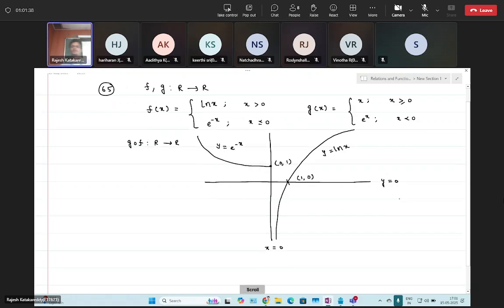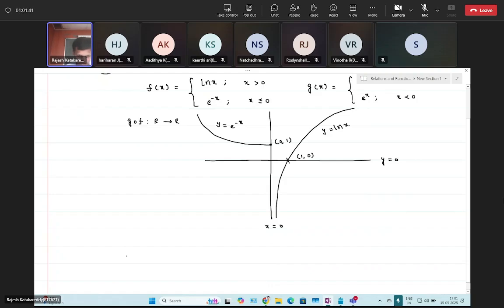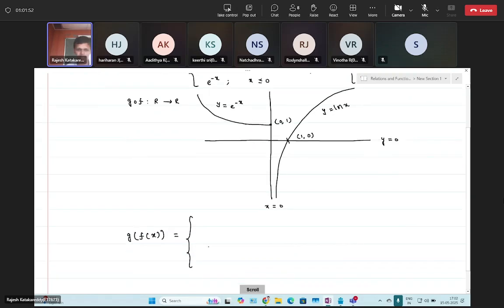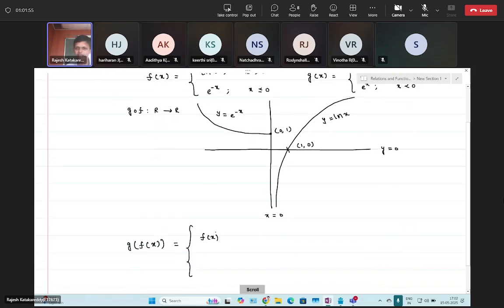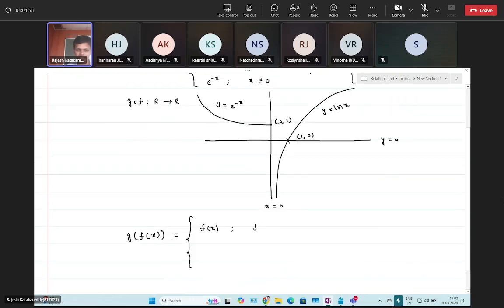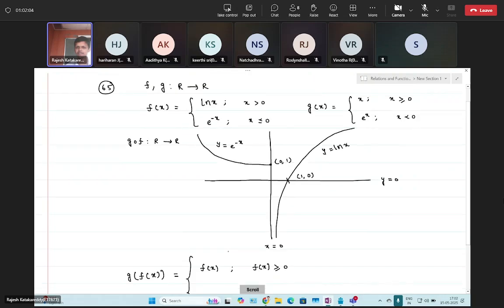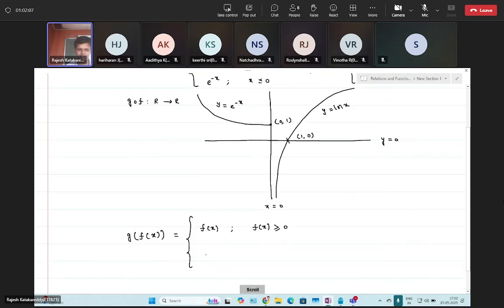Right? So now what are we doing? We go to g of x and replace x with the function f of x. Everywhere you see x in g of x, write f of x. So g of x is x, so it becomes f of x, whenever x is greater than or equal to 0. Next, e power x becomes e power f of x whenever f of x is less than 0. Sorry, not x, it should be f of x is less than 0.